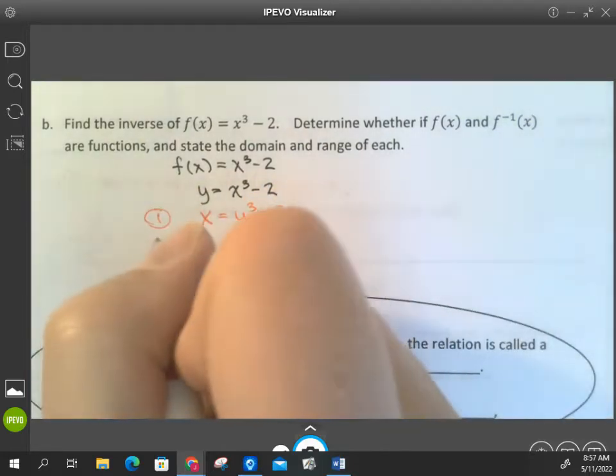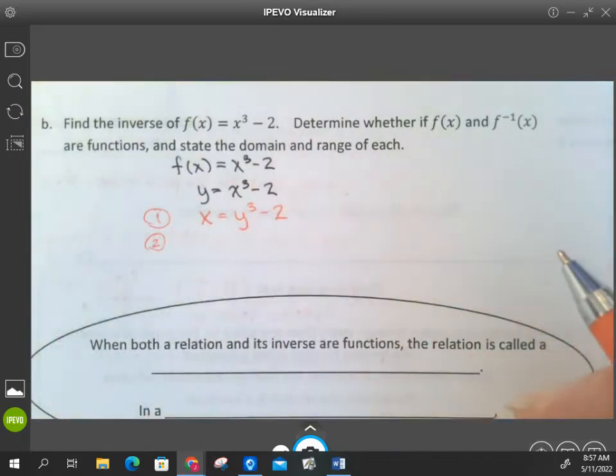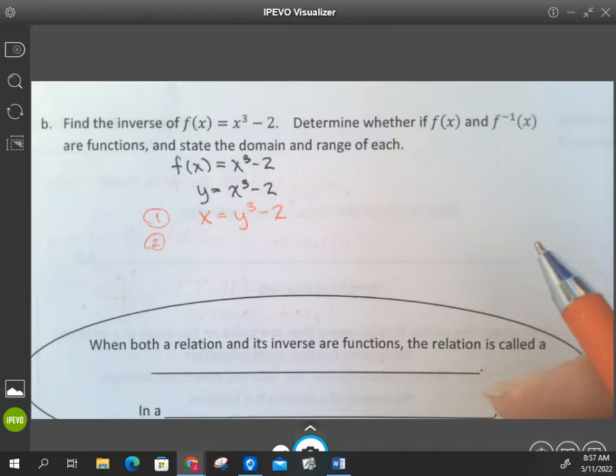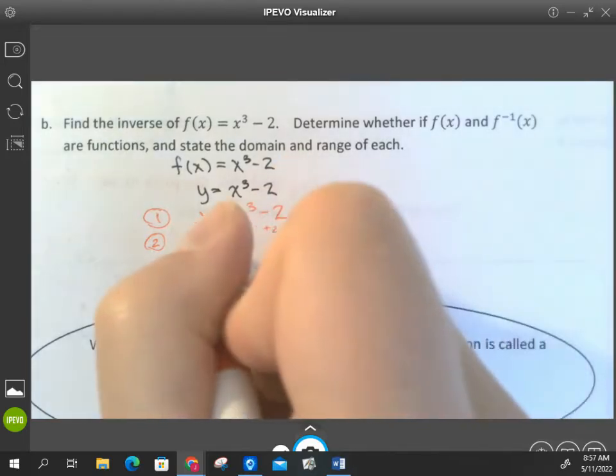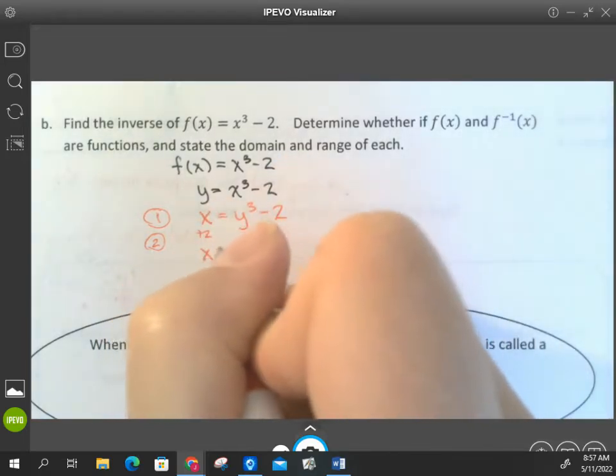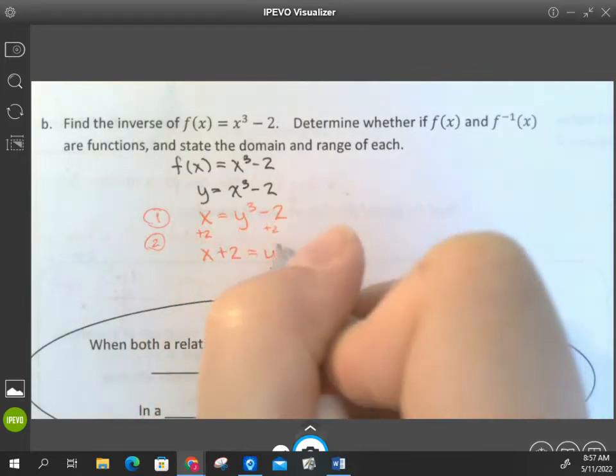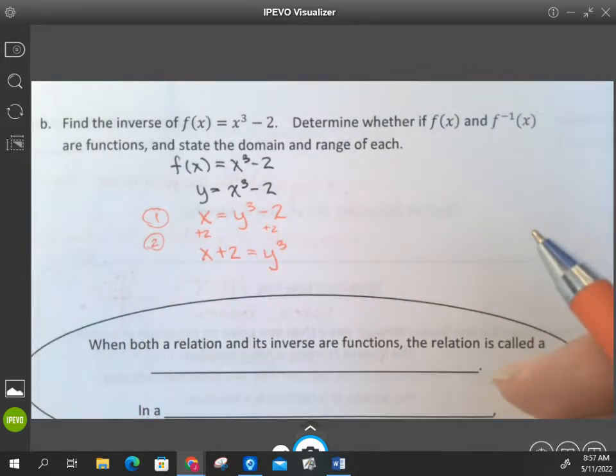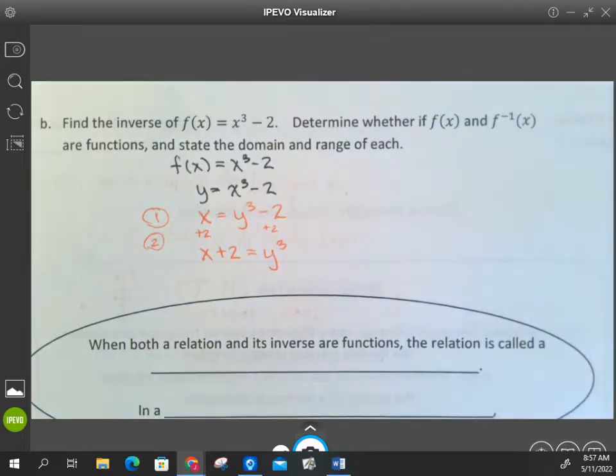Step 2 is to solve. Okay, so what should I do to solve for y? Add 2. So I get x plus 2 equals y to the third. Then what? Well, how do I get rid of y to the third?